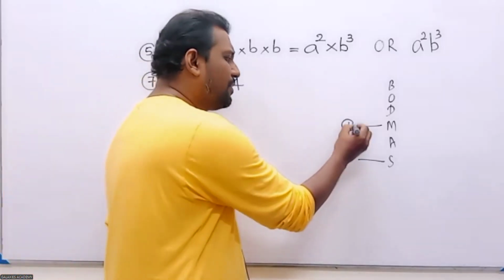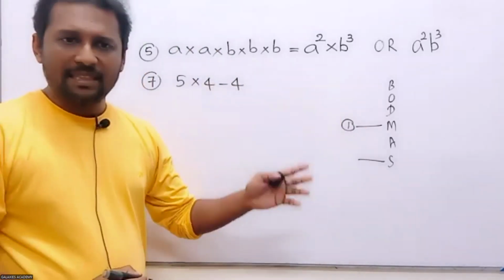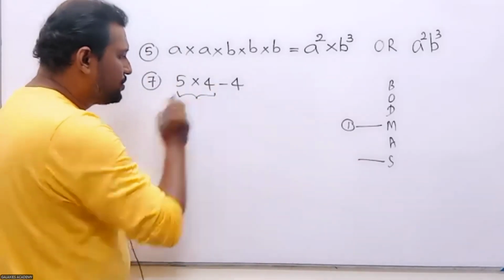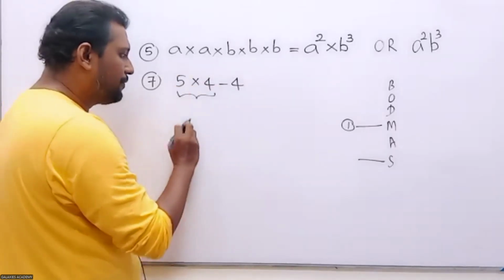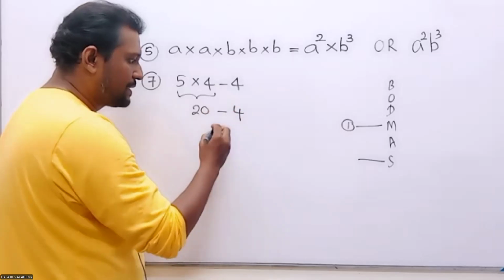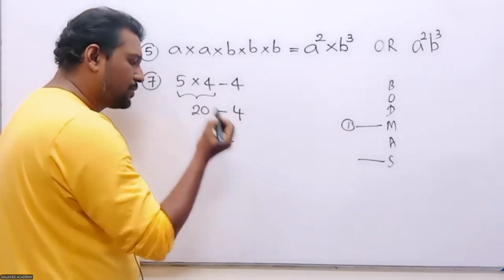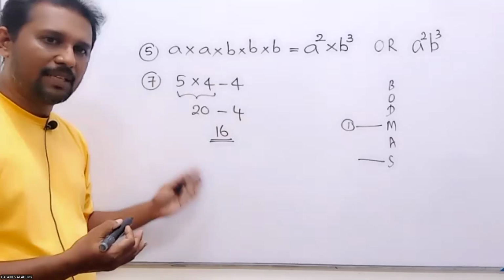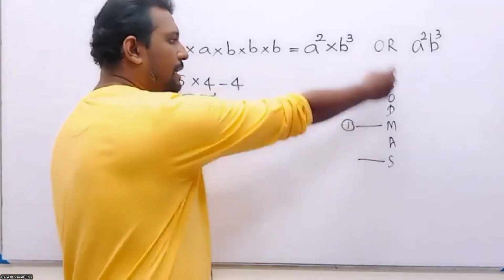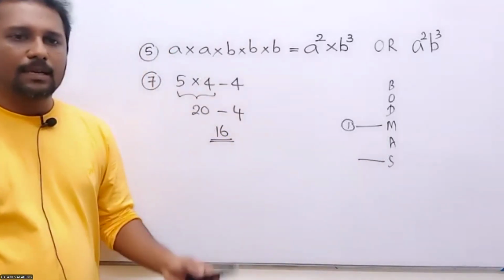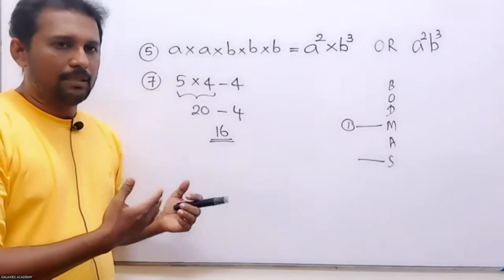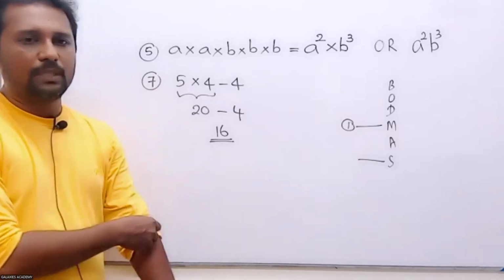So you have to give the priority according to the BODMAS rule. So which operation first you have to do? Multiplication operation, no? So these two numbers you have to multiply. 5 multiply 4, 20, 20 minus 4. 20 minus 4 is 16. So what is the final answer of the seventh question? 16. This is the rule, okay? If there are several mathematical operations in the numerical expression, you have to follow the BODMAS rule.